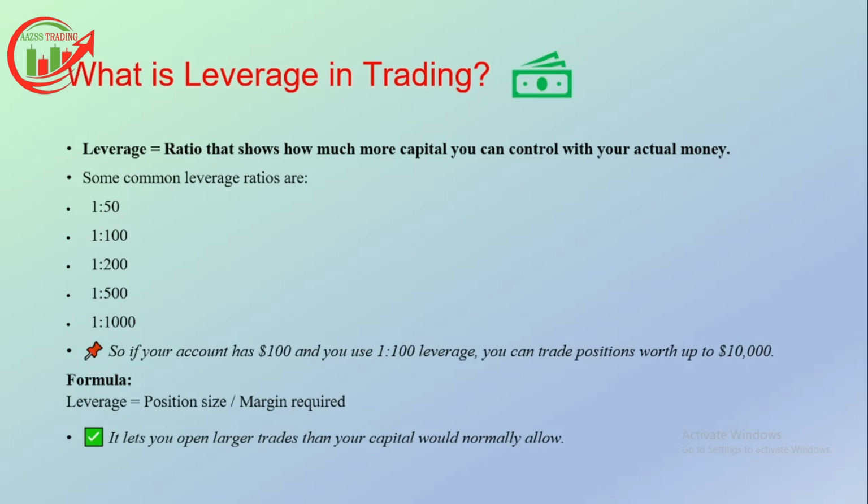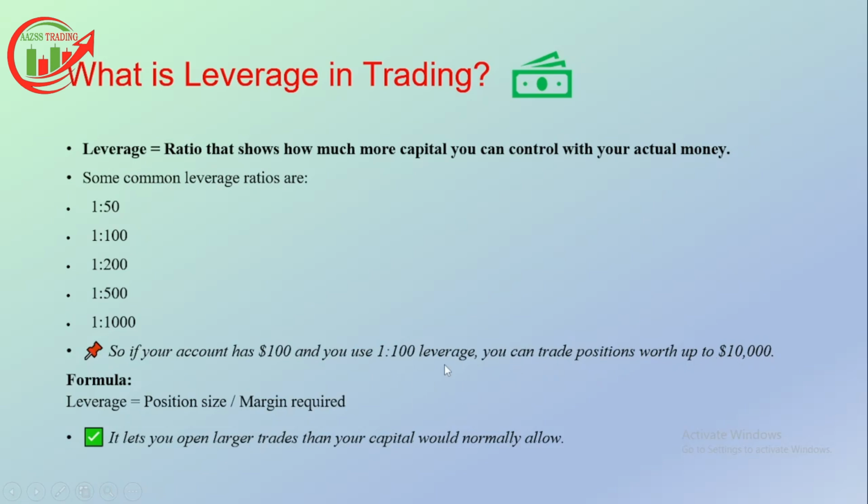So if your account has $100 and you use a 1 to 100 leverage, you can trade a position worth up to $10,000. You understand that? So multiply it. You have $100, you use 1 to 100 leverage, that means you can trade a position worth up to $10,000.